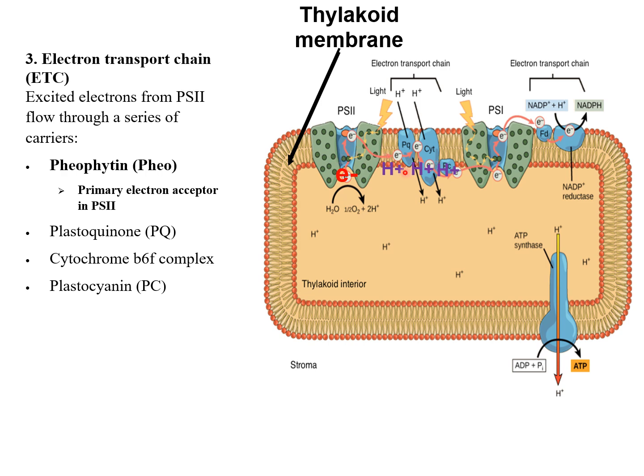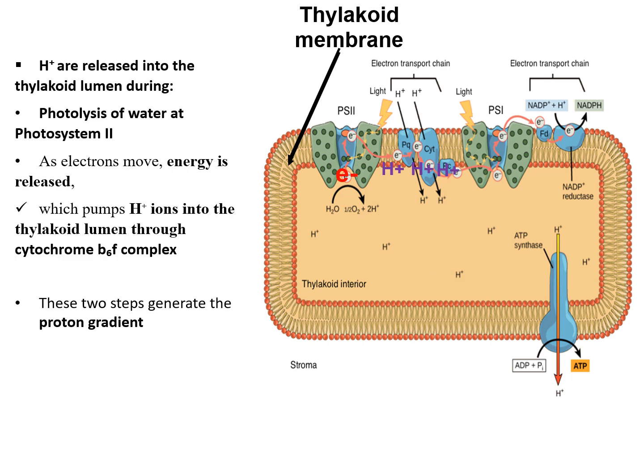Now let us see the movement of this electron through this electron transport chain. But when electron moves, energy is released. This energy causes the pumping of hydrogen ion from the stroma towards the thylakoid lumen. Let us see this electron movement, which causes the pumping of hydrogen ion towards the lumen. Hydrogen ions are also released into the thylakoid lumen during the splitting of the water molecule.